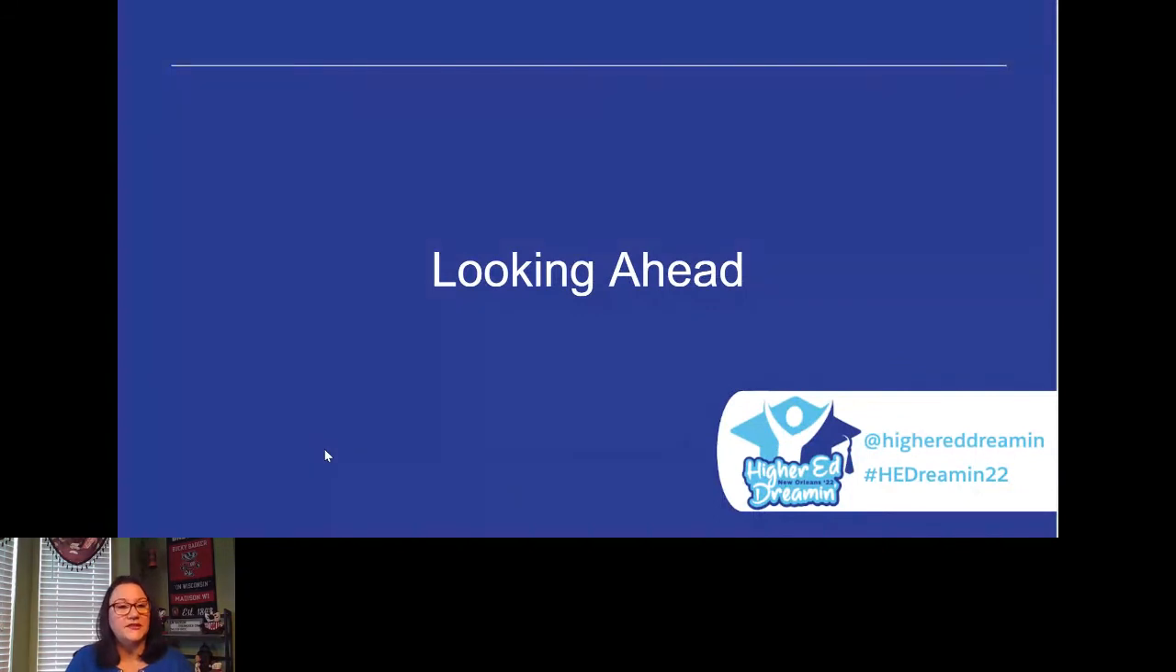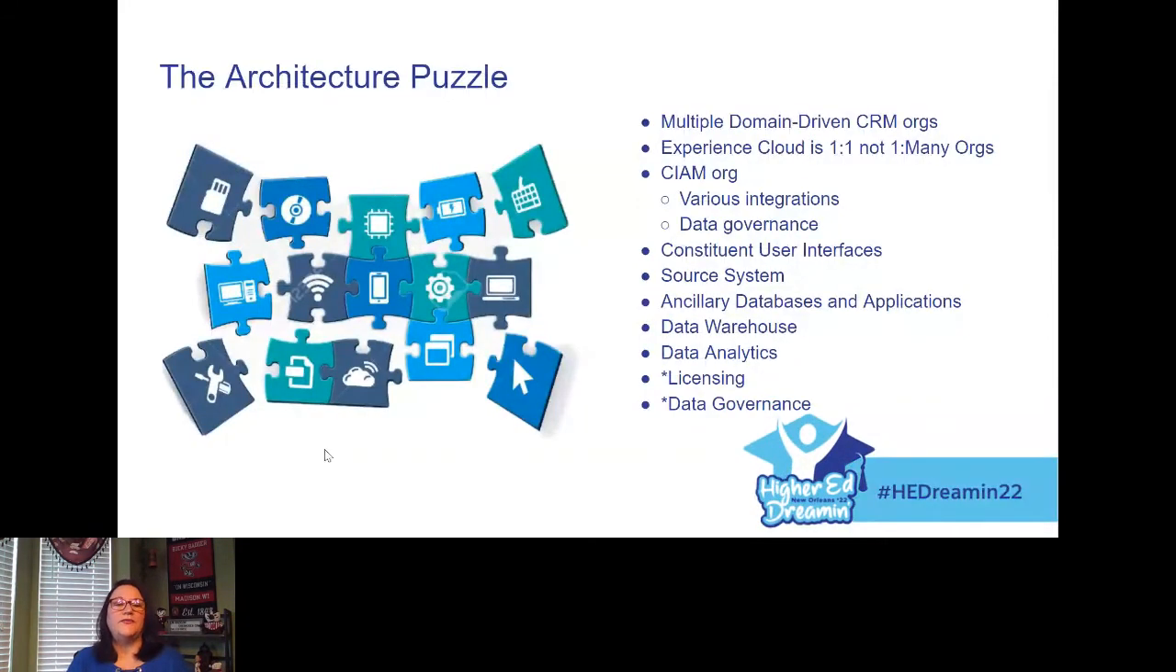So let's take a few minutes to look ahead. We've got both challenges and opportunities. First, let's be clear about the challenge, the architecture puzzle for all of this. We've got multiple domain-driven CRMs, but we've also got Experience Cloud, using that for profile. Experience Cloud is one-to-one when it comes to Experience Cloud in an org. It's not Experience Cloud one-to-many Salesforce orgs. So what does that look like if we want to use Experience Cloud as portals for other things beyond profile? We need to really figure out what that looks like.